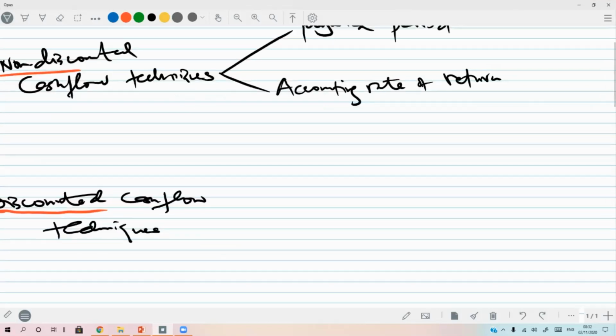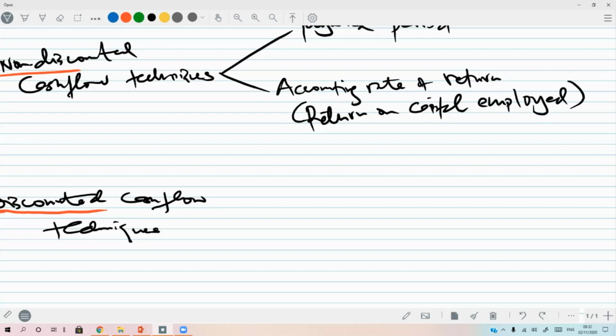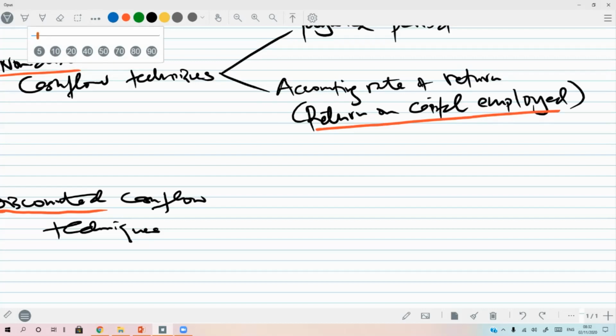Then you have the accounting rate of return, also referred to as the return on capital employed. In this method, as the name suggests, what we want to do is make a comparison: for every dollar of initial investment, how much profit has it been converted into?